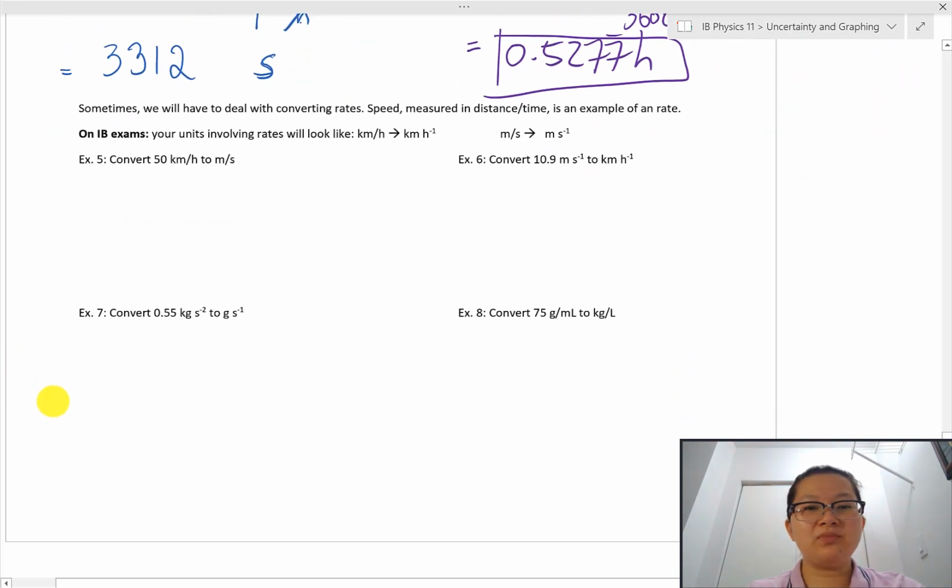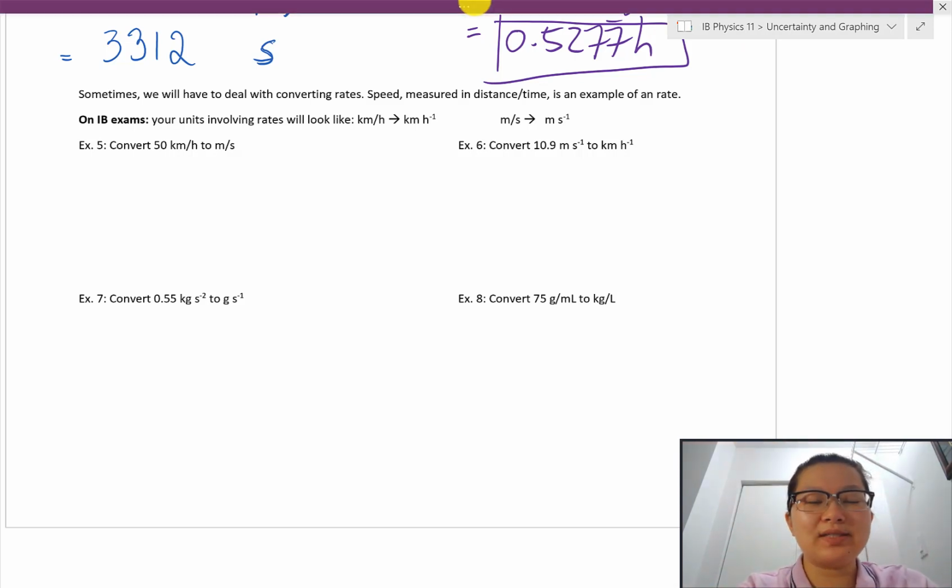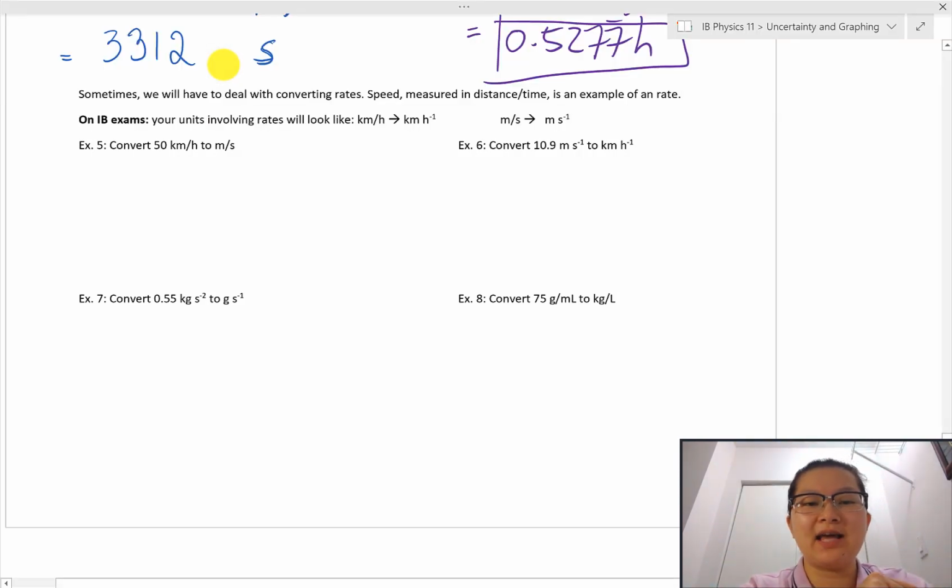Okay, but sometimes we might have more complex units, like derived units, for example, where you have a fraction and you have some unit on top and a unit on bottom, just like meters per second. Then what do we do then? Okay. And then before we do a few examples, I just want to quickly point out that in your final exam, you might see units that look like this.